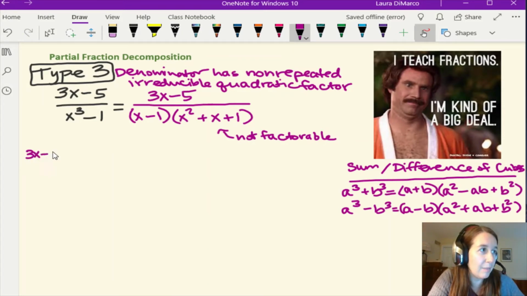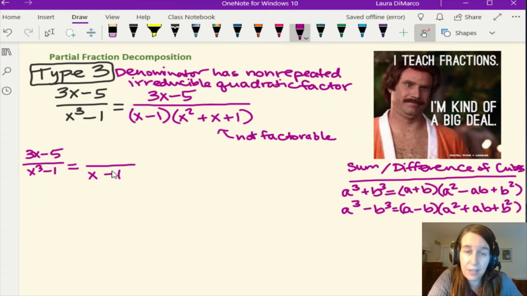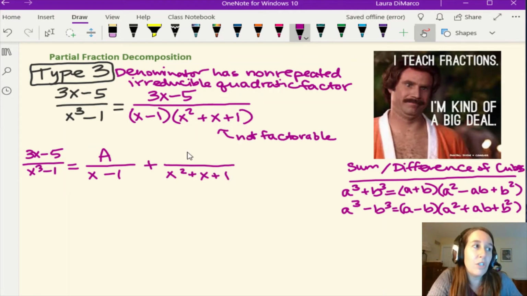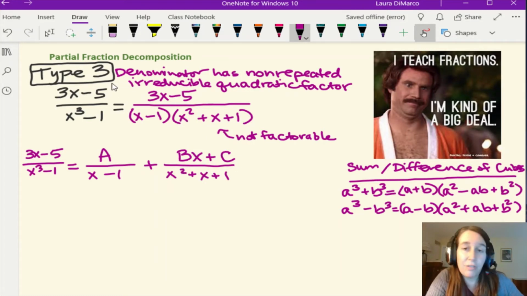Okay, so the pattern that we're going to use for that, we're going to write out 3x minus 5 over x cubed minus 1, and we're going to break that into different fractions. So our first one is the x minus 1, that's the linear factor there, and that's an A on the top. The second one is just the other denominator, x squared plus x plus 1. But instead of just having a B, because the denominator is a quadratic, we now have a little pattern to follow. It's going to be Bx plus C.